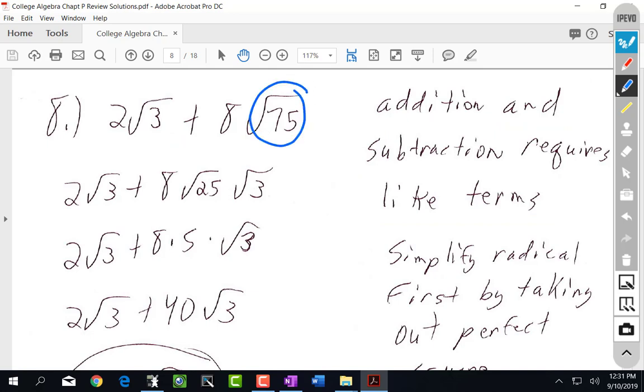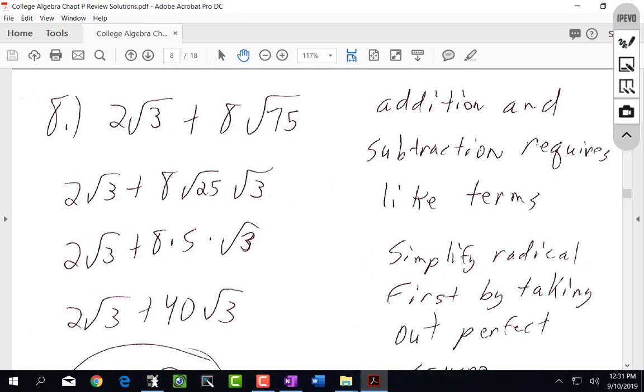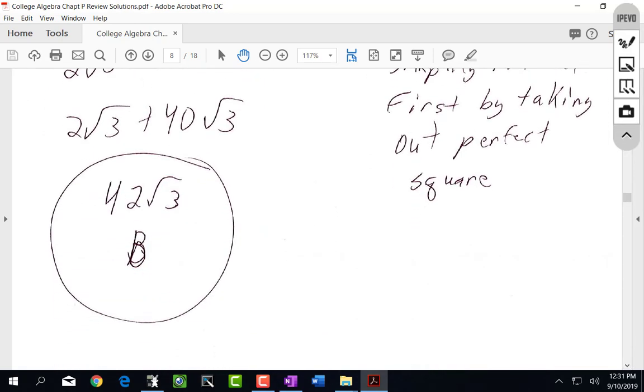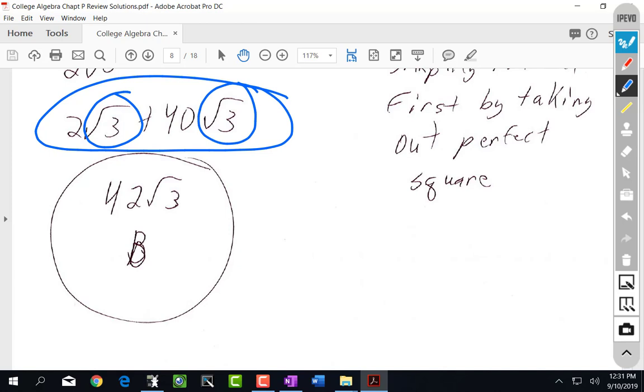So the square root of 75, I can break down to the square root of 25 times the square root of 3. So notice the 2 square root of 3 doesn't break down. Now the square root of 25 is 5, so I'm left with 8 times 5 times the square root of 3. So 8 times 5 is going to give me 40 square root of 3. Now that I've done that, you're going to notice that I do have like radicals. So once your radicals are alike, square root of 3 and square root of 3, that means you can add them together. So 2 square root of 3 plus 40 square root of 3 is going to be 42 square root of 3. So that answer is B.